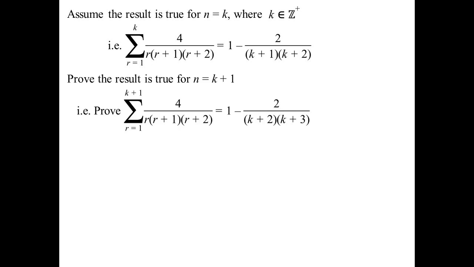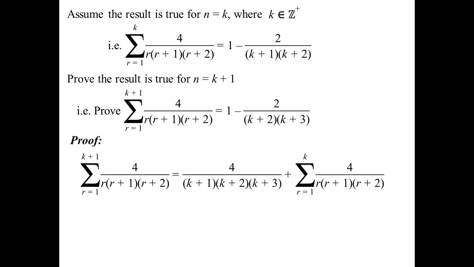Again, write down what you're trying to prove. So whoever's looking at your solution knows what you're doing and knows when you get there. In sum notation, again, the general term has not changed. That's still 4 on (r)(r plus 1)(r plus 2). What has changed is we're now going to k plus 1, and on the right hand side, that changes. It should now be in the denominator, (k plus 2)(k plus 3).